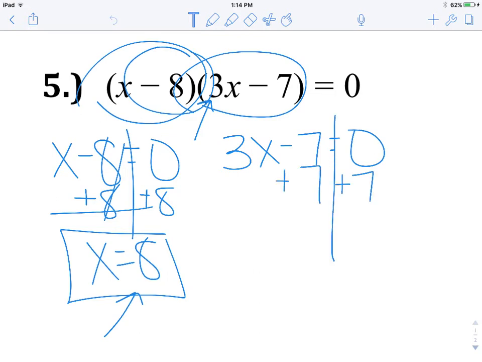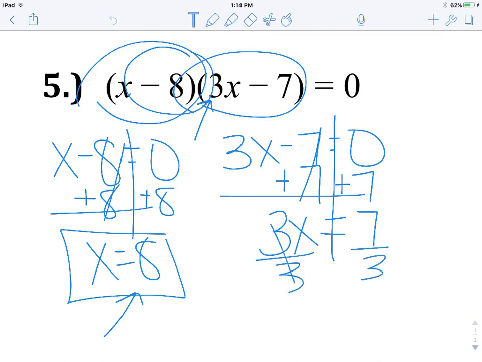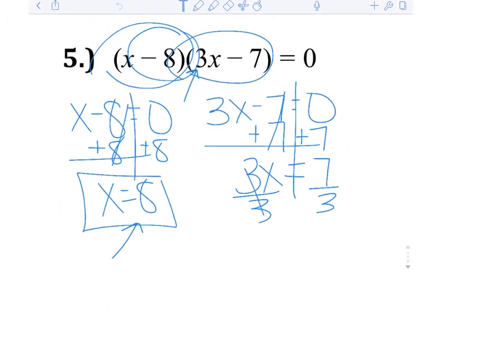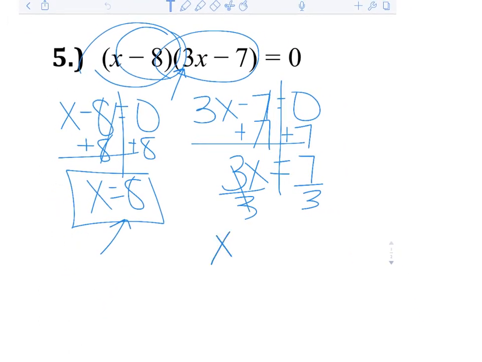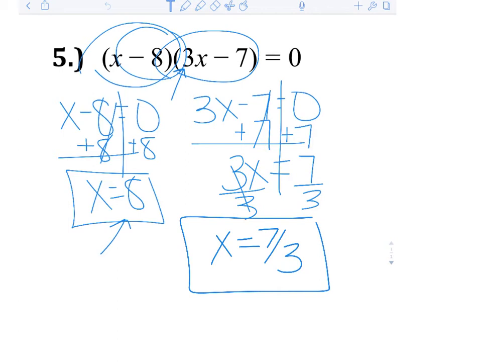So we're going to start by adding 7 to both sides. So we have 3x now equals 7. So to finish, we're going to divide both sides by 3. And we're going to leave that as a fraction instead of changing it to a decimal because a fraction is actually a more exact answer. So our other number besides 8 that would work is 7 over 3. So again, you could go back, plug in 3 times 7 over 3, and that would end up giving you 0, and then anything times 0 is 0.